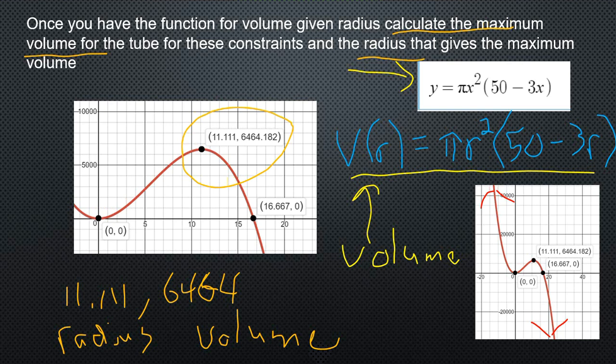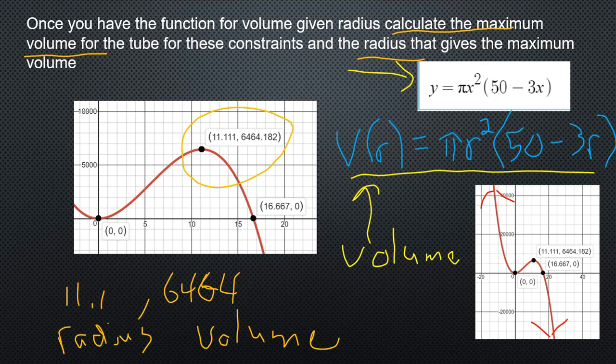We don't need all these decimals here. 11.1. That's pretty approximate there. So as we look at that, we've answered the question. We have found the maximum volume given these constraints, and also the radius that gives that volume. So we've answered our question.